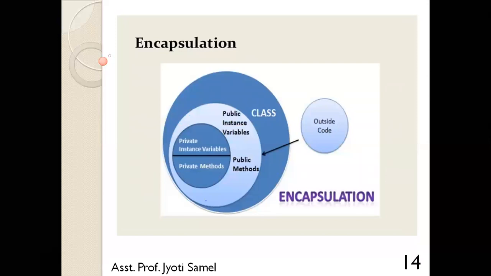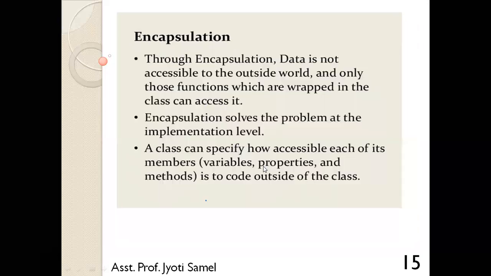Through this diagram, we will clarify what exactly a class is. The class is at the outermost layer, and this outermost layer looks like a shell, and within that shell there are variables as well as methods. If that shell is there, then definitely that shell is doing protective work.